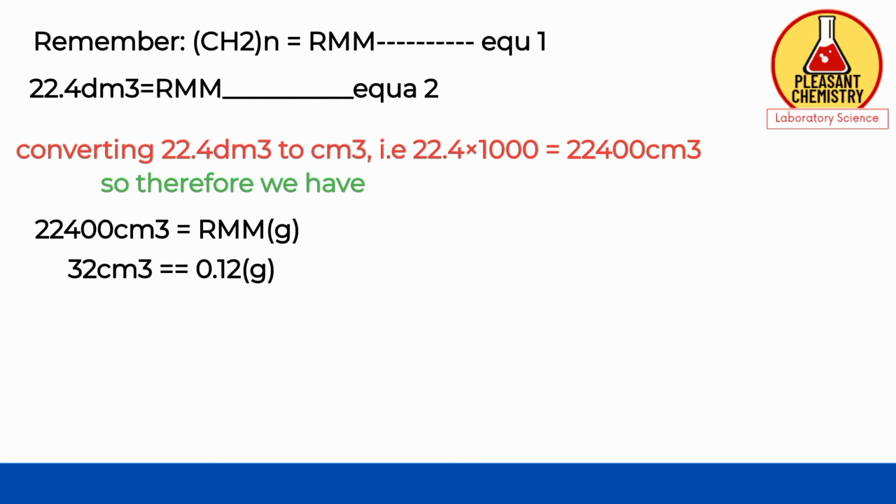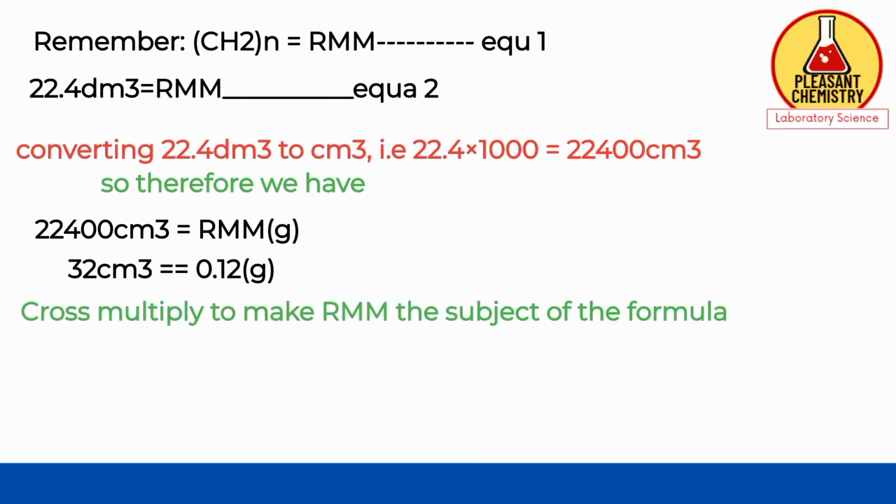So if you watch the volume 1, we equate that molar volume to the relative molecular mass, and the volume that was given in the question, which is 32 centimeter cube, we equate to the mass, 0.12 gram. So now we want to make RMM the subject of the formula. We are calculating RMM because without RMM we cannot determine the molecular formula, since we have known the empirical formula. We cross multiply in a diagonal way: 0.12 multiplied by 22,400 divided by 32 cm3.